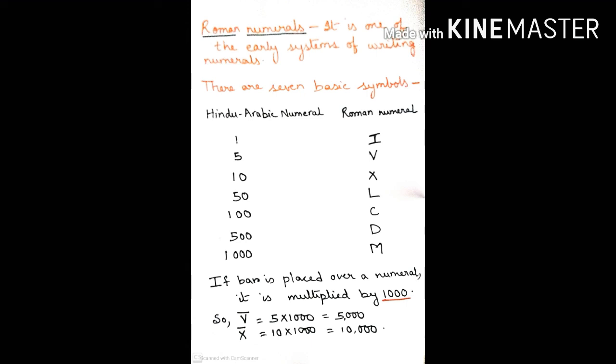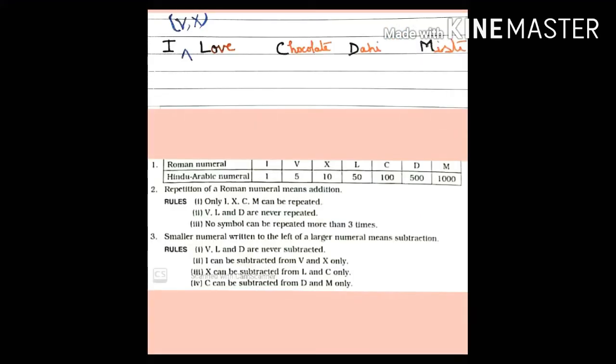So there are 7 basic symbols in Roman numerals. 1 is represented with I, 5 with V, 10 with X, 50 with L, 100 with C, 500 with D, and 1000 is represented with M. And if a bar is placed over a numeral, that means that particular number is multiplied by 1000. So if it is written V bar, it means 5 into 1000, that is 5000. And X bar means 10 into 1000, that is 10,000. Clear? Now we will be learning a few rules for these Roman numbers.